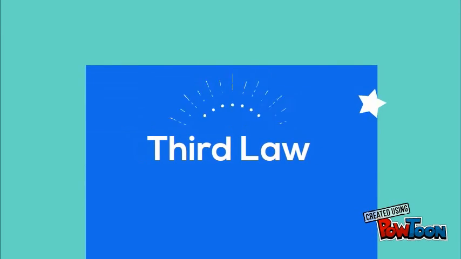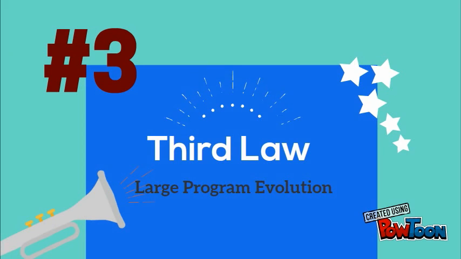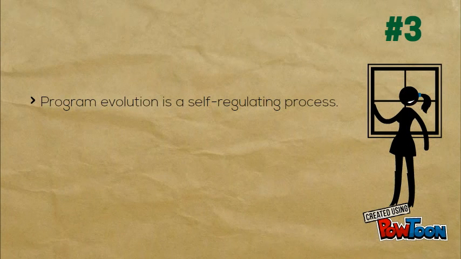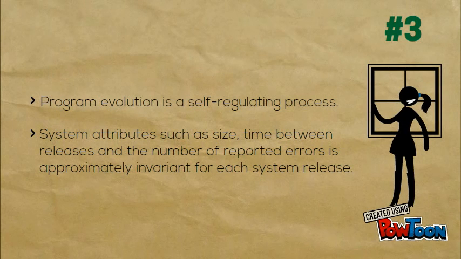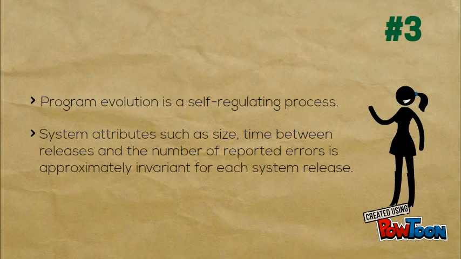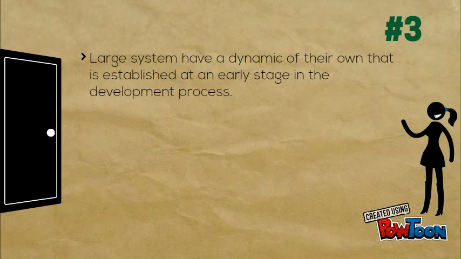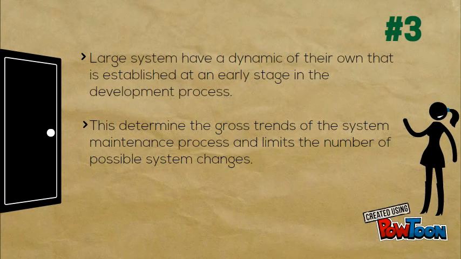Third law. Large program evolution. Program evolution is a self-regulating process. System attributes such as size, time between releases and the number of reported errors are approximately invariant for each system release. Large systems have a dynamic of their own that is established at an early stage in the development process. This determines the growth trends of the system maintenance process and limits the number of possible system changes.